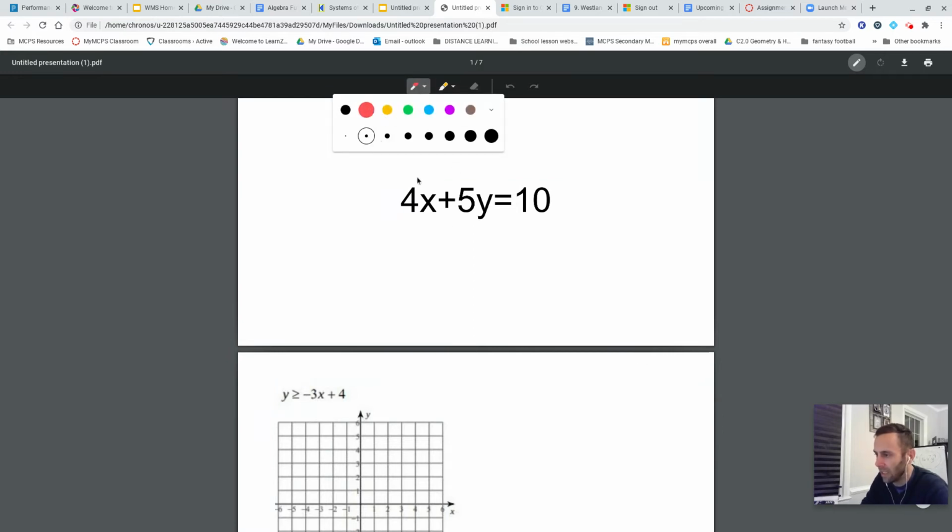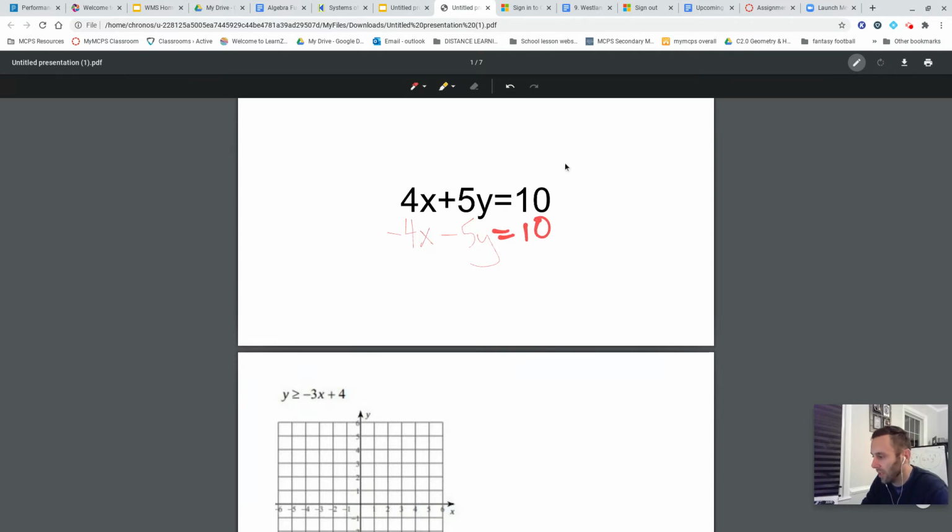The question I want you guys to answer is if you were to write another equation. If I wanted there to be no solution, I might write something that says this: negative 4x minus 5y equals, and then I would make it like 10, say. Because when you do elimination, both the x's and the y's are going to cancel out, and you're going to be left with 0 equals 20, which would have no solution.